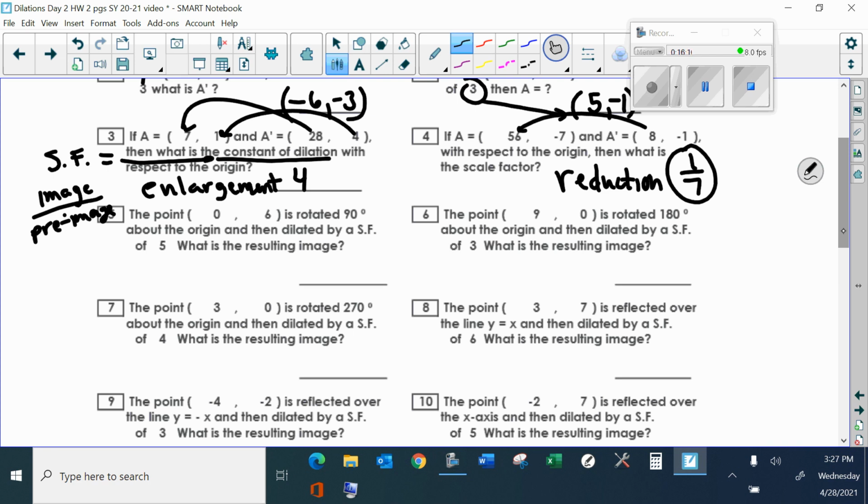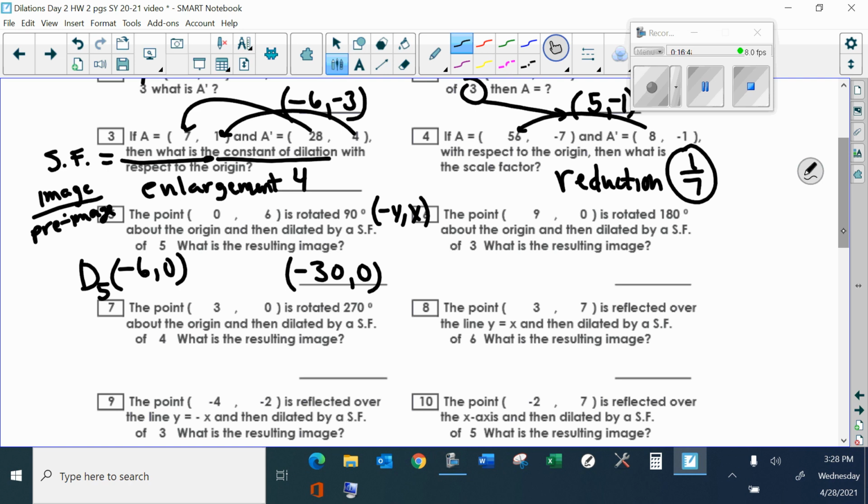All right, next, the point is rotated 90 degrees about the origin and then dilated by a scale factor of 5. Again, that's from the origin. So for a rotation of negative 90 degrees, it's a reflection over the x-axis, which makes y negative, and I switch the x and y coordinates. So I want you to write down the rule and now apply it. So that's going to make it negative y is -6, 0, and then dilate that by 5, which makes it -30, 0.